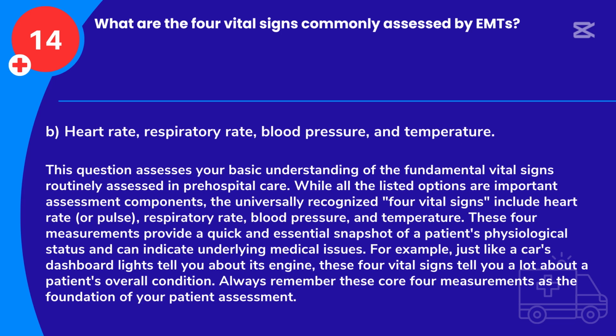Answer: B. Heart rate, respiratory rate, blood pressure, and temperature. This question assesses your basic understanding of the fundamental vital signs routinely assessed in pre-hospital care. While all the listed options are important assessment components, the universally recognized 4 vital signs include heart rate, or pulse, respiratory rate, blood pressure, and temperature. These 4 measurements provide a quick and essential snapshot of a patient's physiological status and can indicate underlying medical issues.